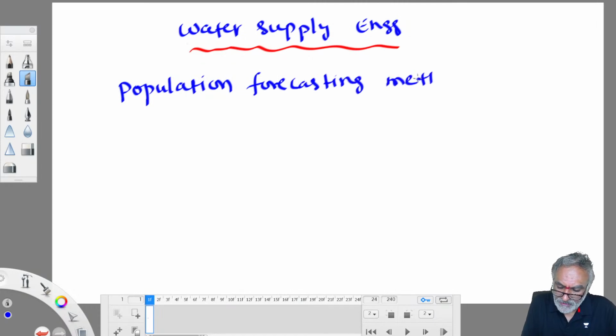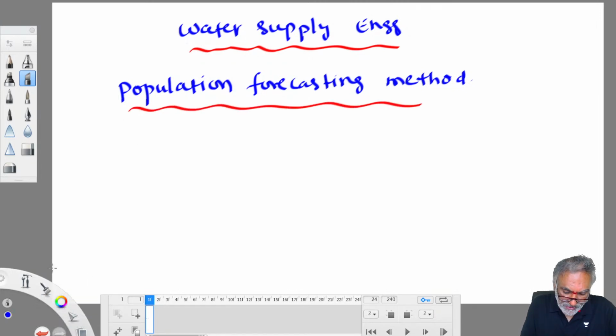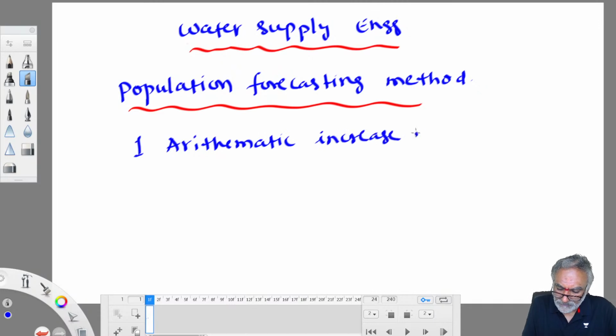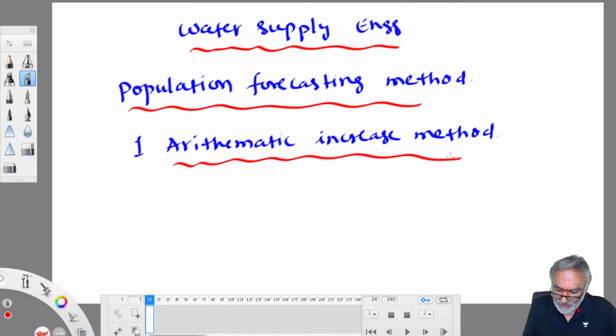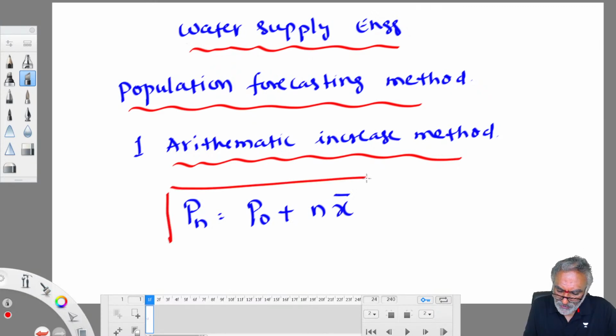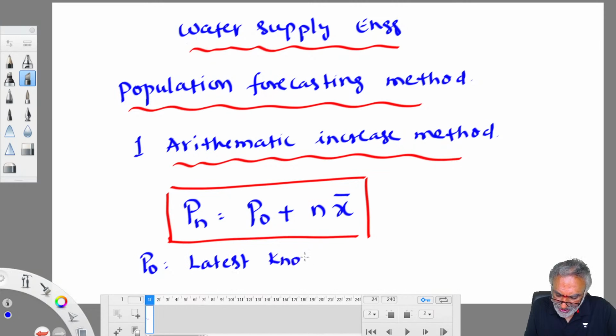Population forecasting methods, four methods important from the exam point of view. One is the arithmetic increase method. This is a simple formula you have to remember. Past population data will be given. From the data we work out certain information, and from there we try to forecast future population. The formula which you have to remember is Pn = P0 + N * X bar, where P0 is, among all the population data given to you, the latest known population.